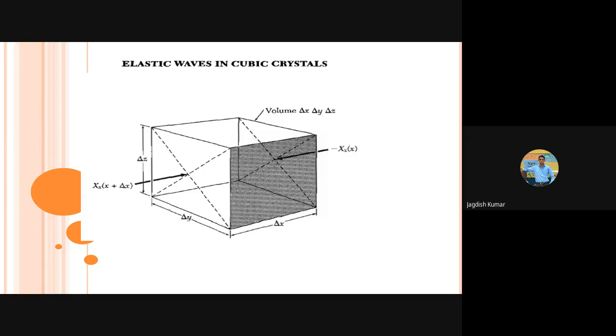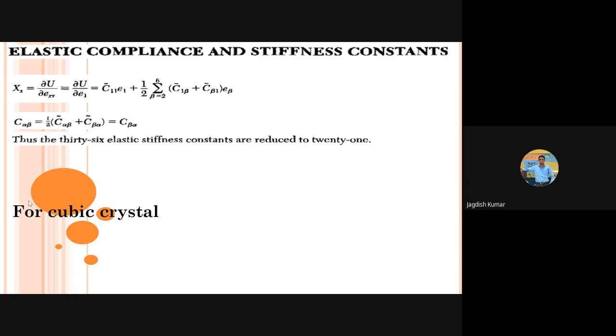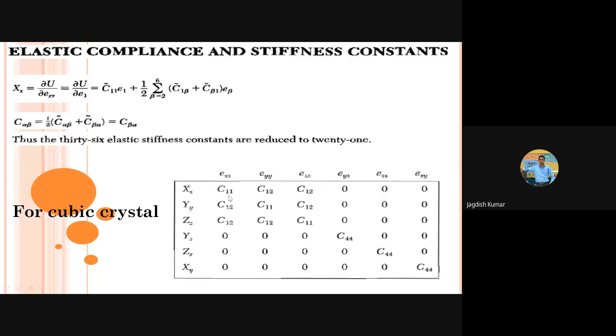In the case of a cubic crystal, you have all these C_ii equal. In other cases, these will be different; C11 may be different from C22 and C33. Suppose you have a tetragonal crystal, where a equals b, not equal to c. In that case, C11 and C22 will be the same, but C33 will be different, right? So that's how different numbers will be there.